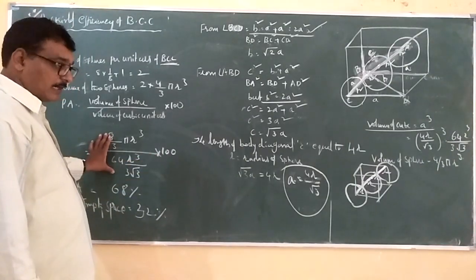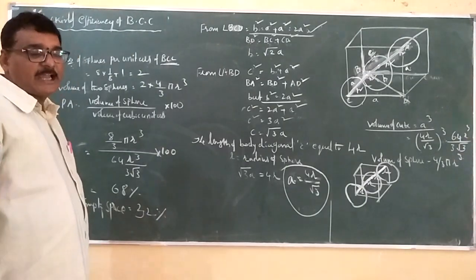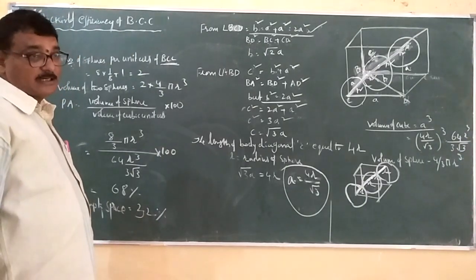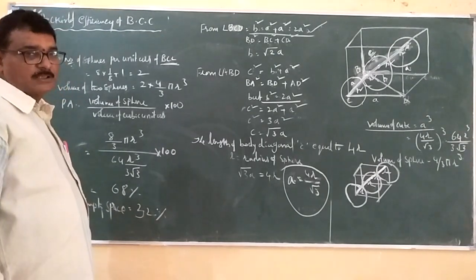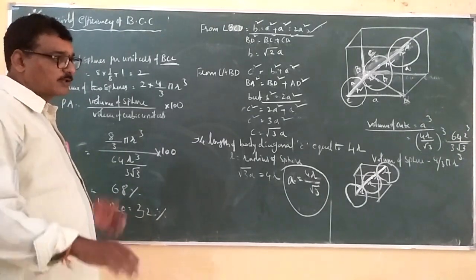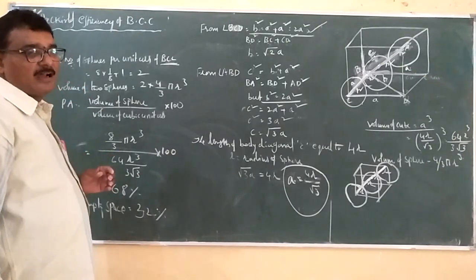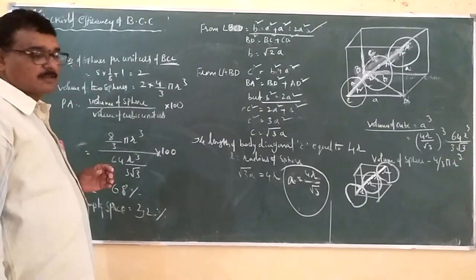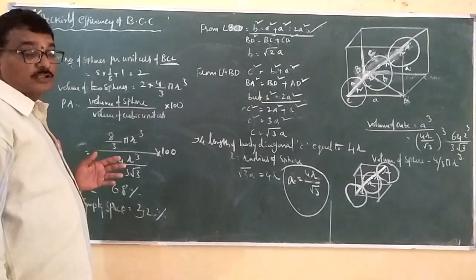Calculating this total value, what is the packing efficiency? 68% is occupied by the particles. What is the empty space? 32%. Now, what is the edge length formula for body centered? A is equal to 4r by square root 3.